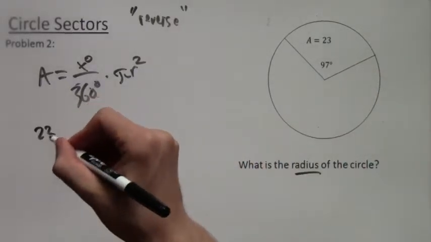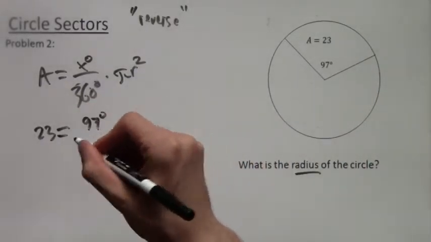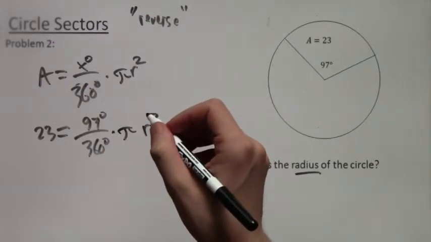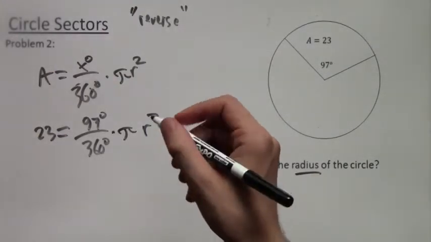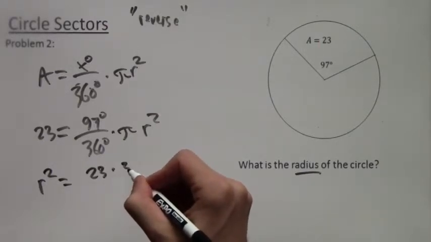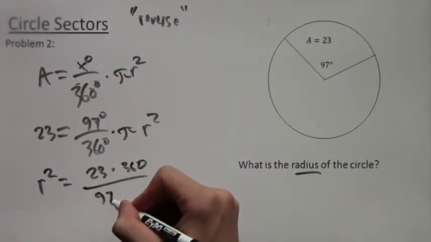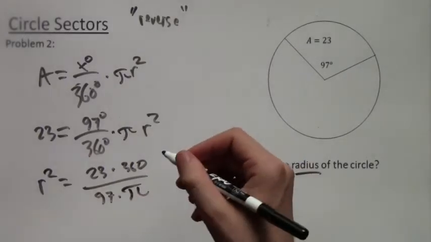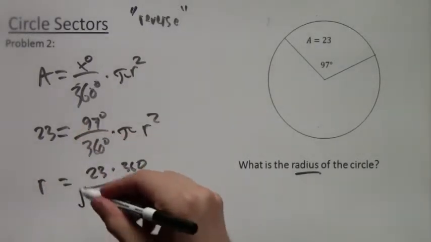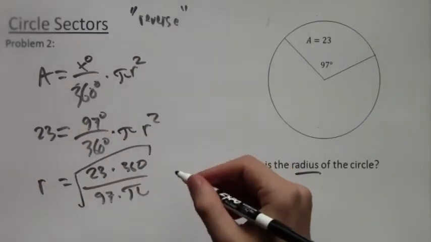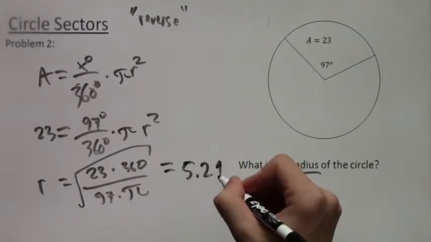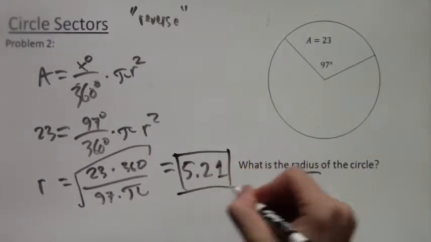So we plug in the things we do know, 23 for area, 97 for x. We get 23 equals 97 degrees over 360 degrees times pi r squared. And now we got to solve for r. So we get r squared equals 23 times 360 over 97 times pi. So then to find r from that, we just have to take the square root of the entire expression on the right. And this you just plug into your calculator, and it'll give you the answer, r equals 5.21. And there it is.